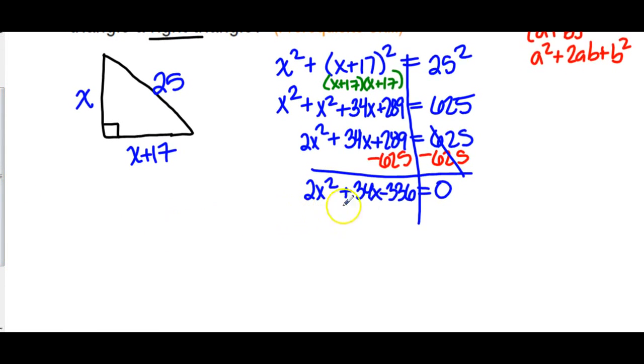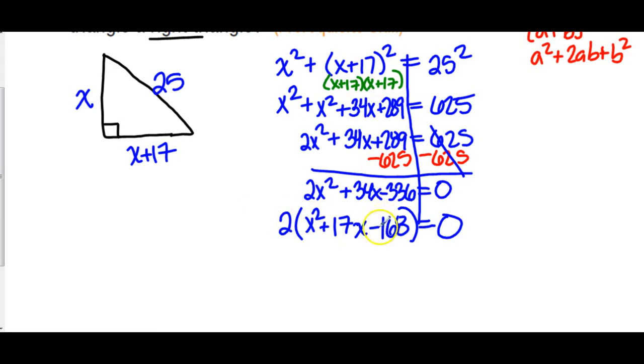I see 2, 34, and 336, so it comes to mind that I can factor out a GCF. So if you weren't sure what to do next, go ahead and factor out a GCF, see what you have left. We get, inside parentheses, x squared plus 17x minus 168 equals 0. And I will leave you for guessing and checking for a second, so press pause.